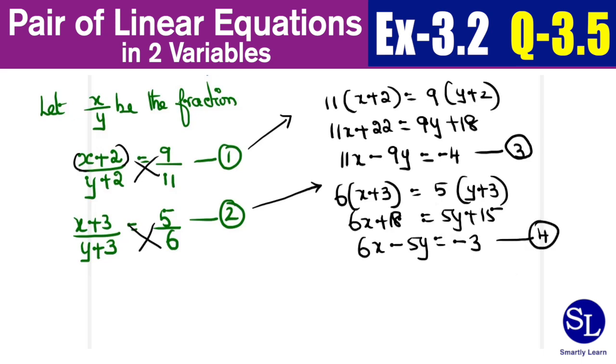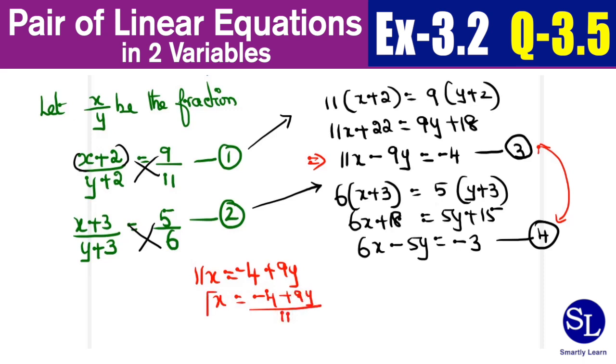Now what we are going to do, we are going to solve the equation 3 and 4, but they have specified in the problem that it has to be a method of substitution. So you need to be careful. If there is no such specification, any process or any method is applicable. But since they insisted on it, now let us take this particular equation. So 11x is equal to minus 4 plus 9y, or x is equal to minus 4 plus 9y divided by 11. So this value is what I'm going to substitute in this particular equation.